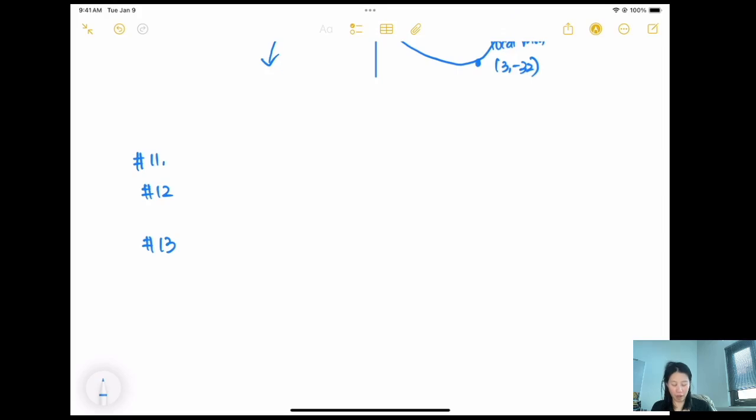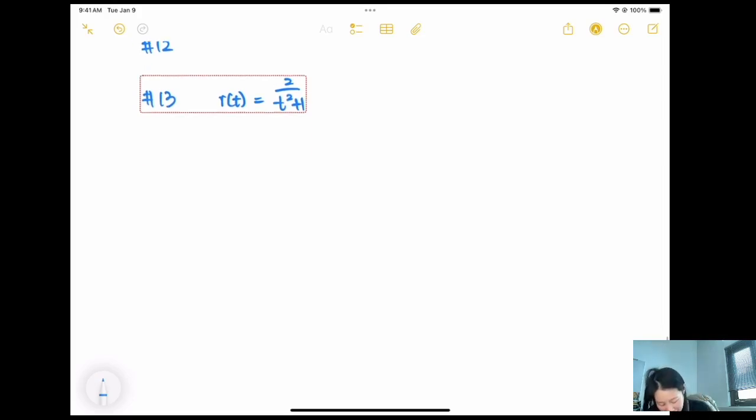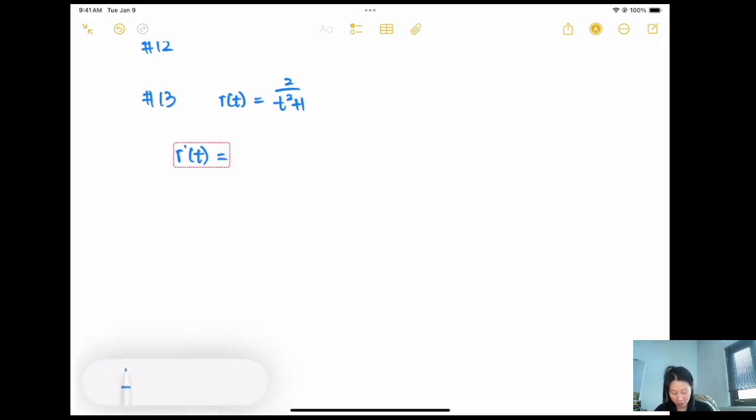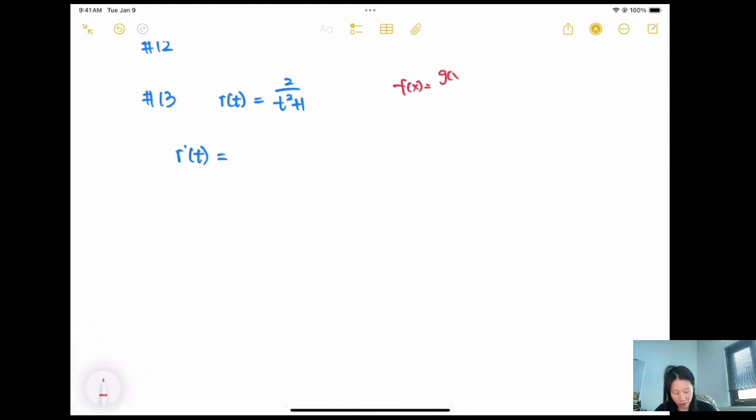Number 13 is giving you a function, r of t equals 2 over t squared plus 1. First thing is to use the first derivative. I know we need to use the quotient rule. So what is the quotient rule? Now let's do a quick review. I have f of x equals g of x over h of x. If I want to take the derivative of f of x, this should equal g prime of x times h of x.